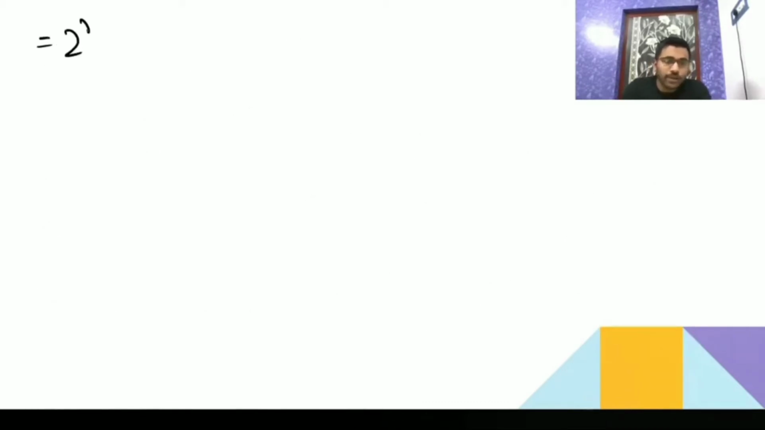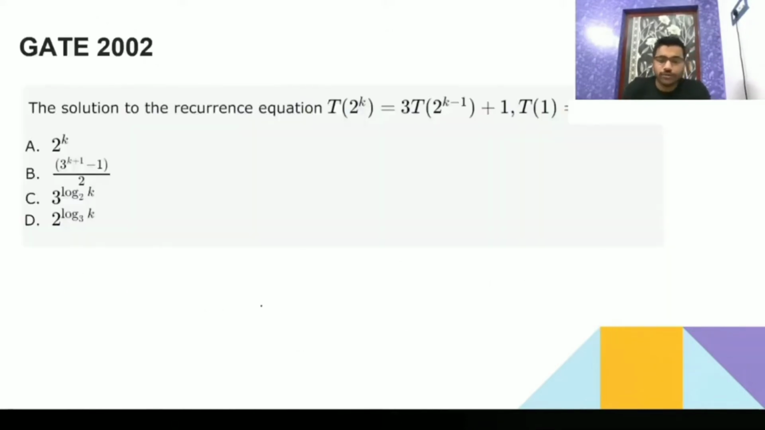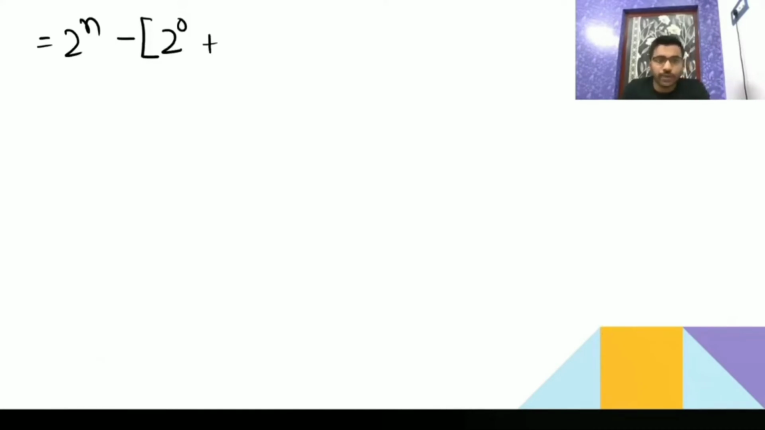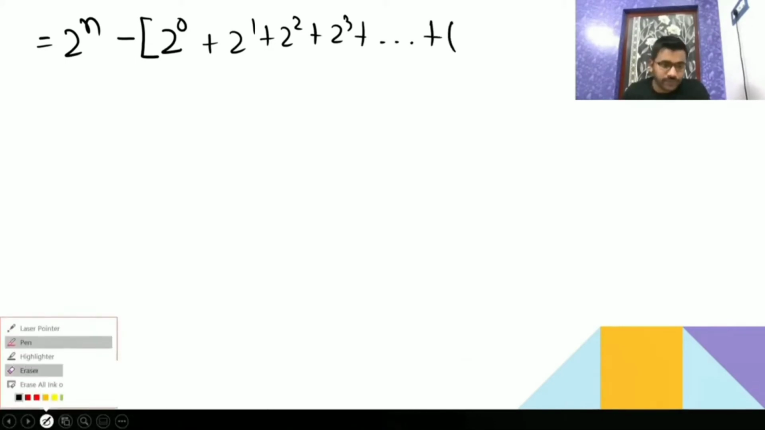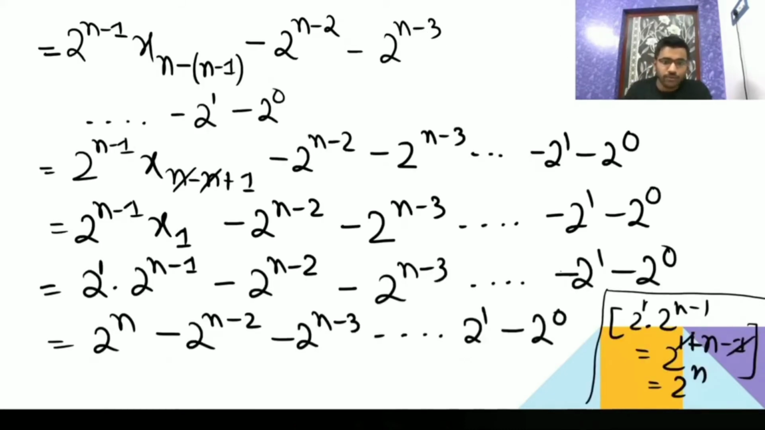So you write 2 to the power n you got, then I'm taking minus as common. Now I'm writing this term beginning 2 to the 0, then 2 to the power 1, then 2 to the 2, then 2 to the 3, then 2 to the 4, like this it will go till 2 to the power n minus 3 and n minus 2. What was the last two terms? It was 2 to the power n minus 3 plus 2 to the power n minus 2.